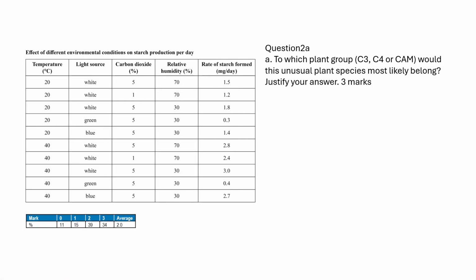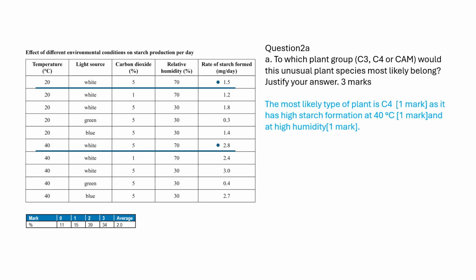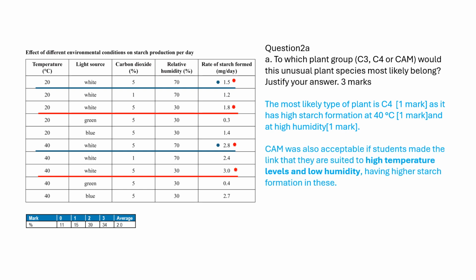After reviewing the table, we find that with higher humidity and higher temperature, a higher rate of starch is formed if they are under the same light source and the same carbon dioxide. C4 is suitable for high humidity and high temperature. So, this plant is most likely C4. CAM is also acceptable if students link that they are linked to high temperature levels and low humidity, having higher starch formation. No marks were awarded for choosing C3.